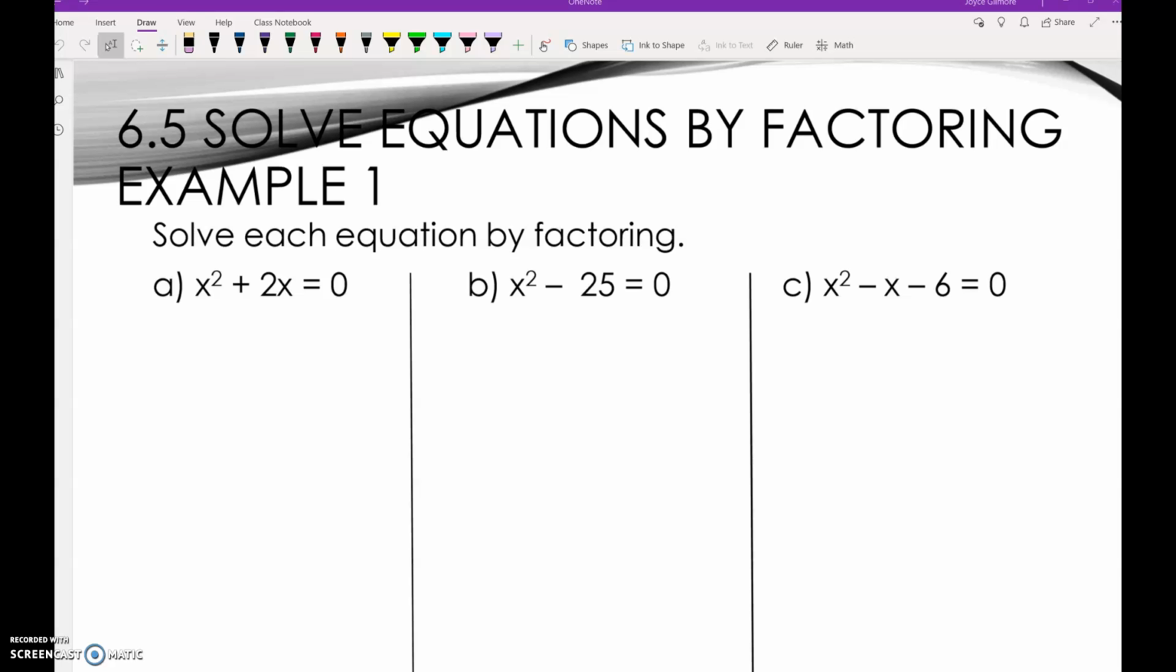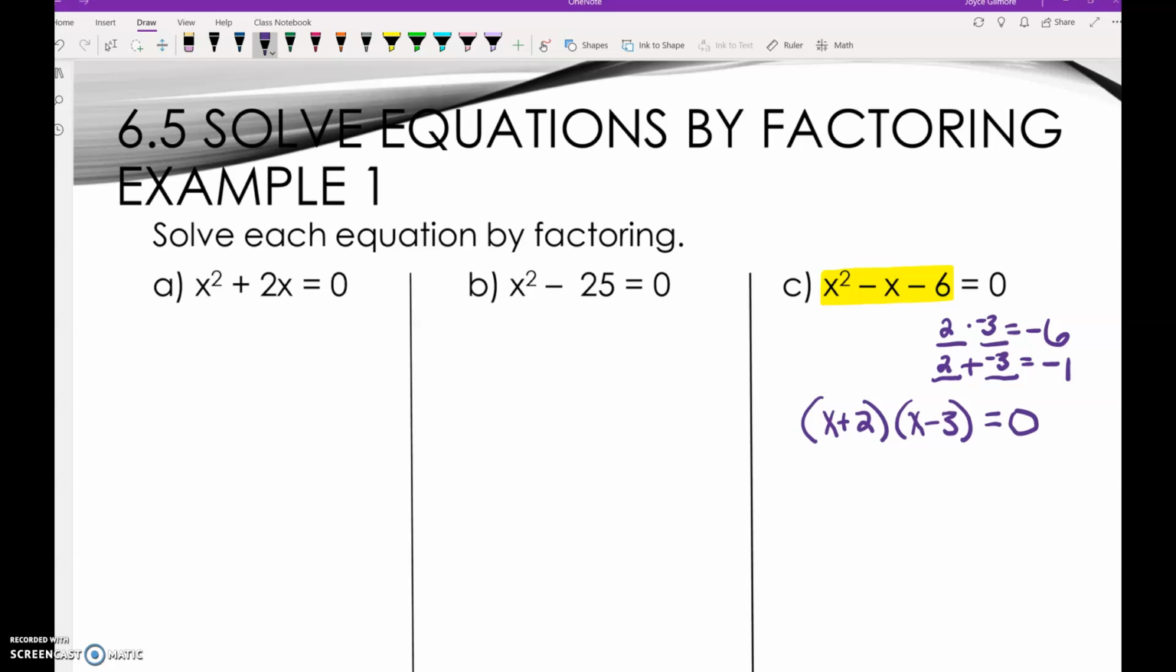If I asked you to factor x squared minus x minus 6, we would look for two numbers that multiply to give us negative 6. Those same numbers need to add up to negative 1. That would be 2 and negative 3. So the factored form would be x plus 2, x minus 3 equals 0.